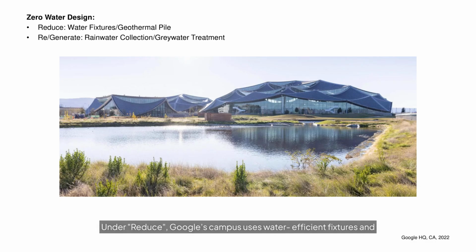Under Reduce, Google's campus uses water-efficient fixtures and even incorporates a geothermal pile system using deep foundation piles for geothermal heating and cooling to curb cooling tower water use. Under Regenerate, the headquarters features extensive rainwater collection and grey water treatment systems on site.